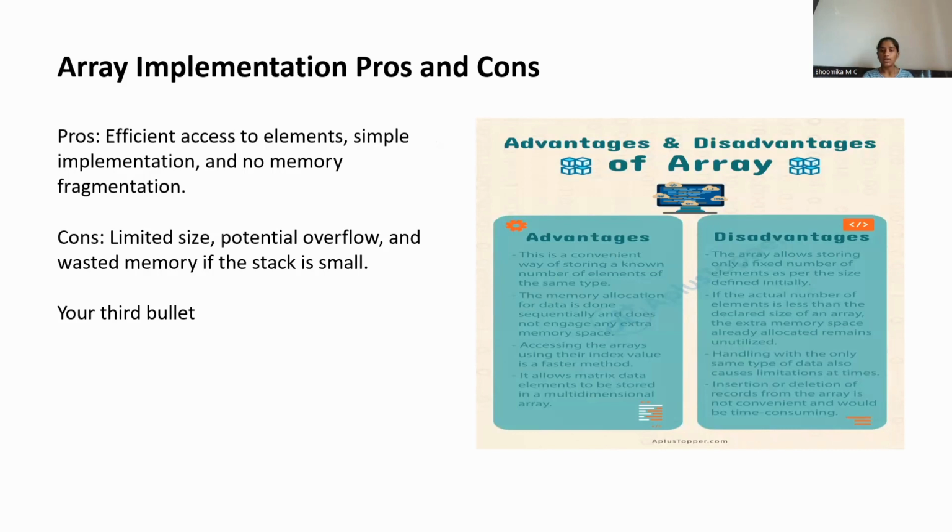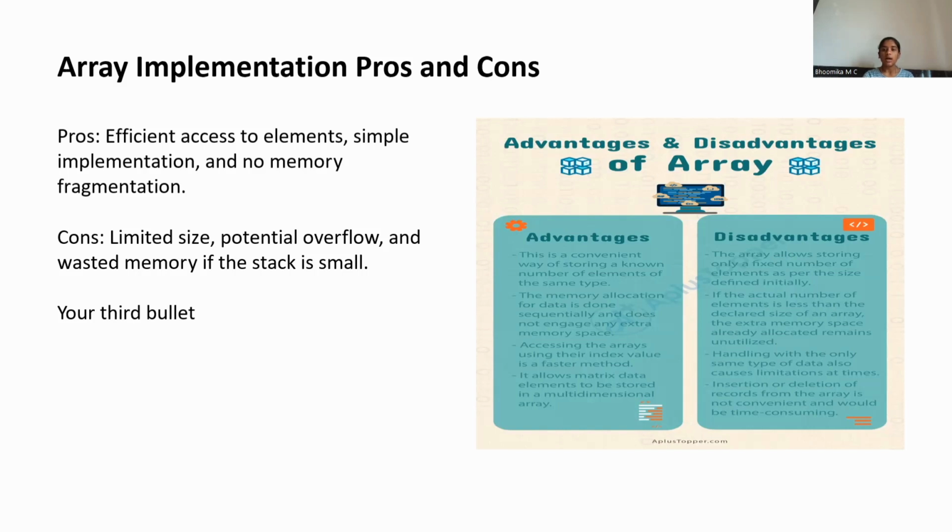So, what are the advantages? This is a convenient way of storing a known number of elements of the same type. The memory allocation for the data is done at compile time and does not engage any extra memory space. Accessing the array using index values is a faster method. It allows matrix data elements to be stored in a multidimensional array.